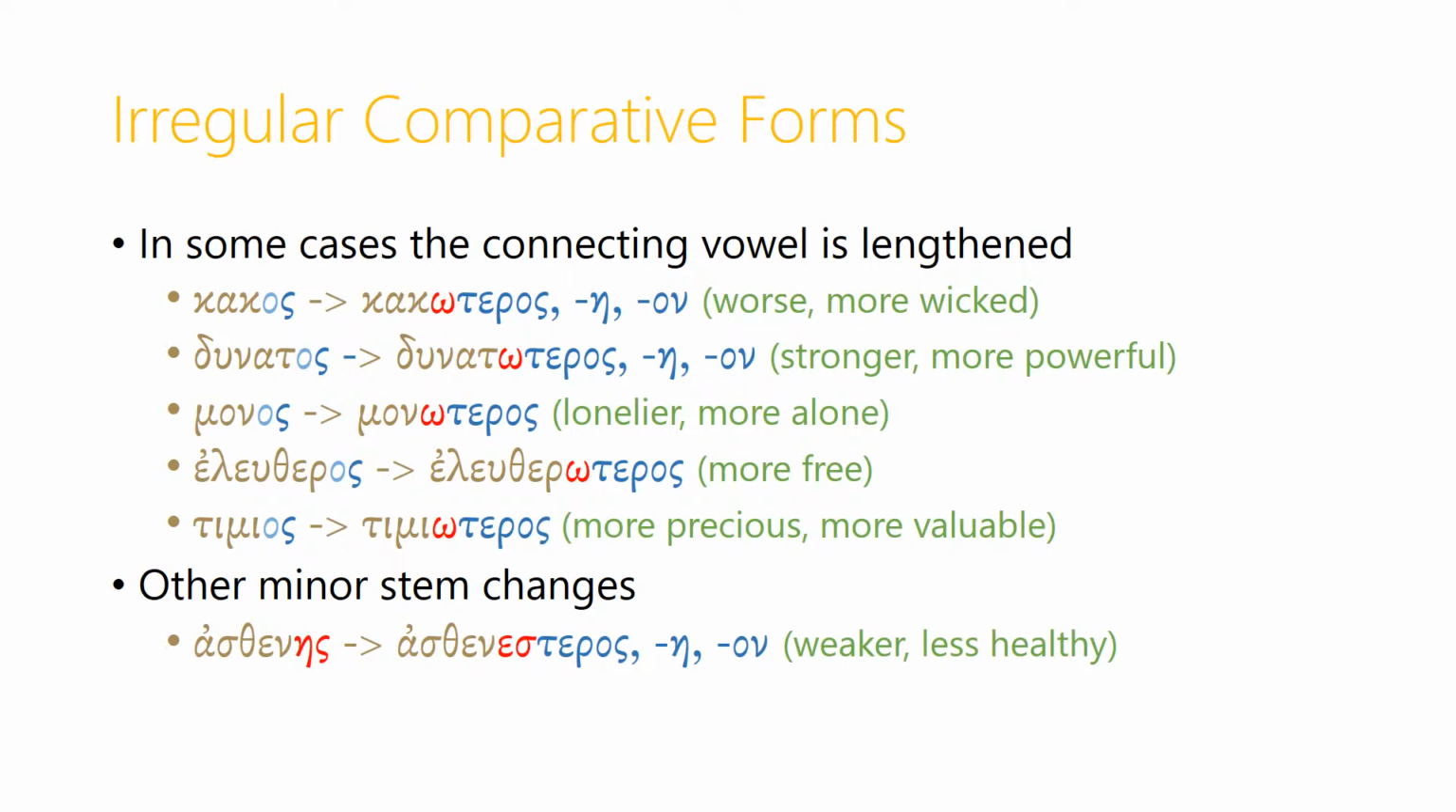Occasionally we see some other stem changes. In asthenes, the vowel right before the final sigma actually shortens, and so we have asthenesteros, weaker or less healthy. But that's an unusual kind of change.